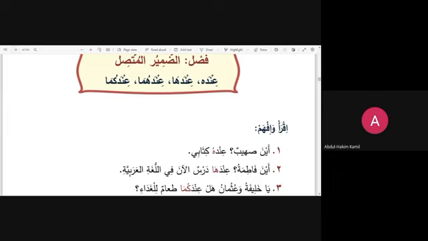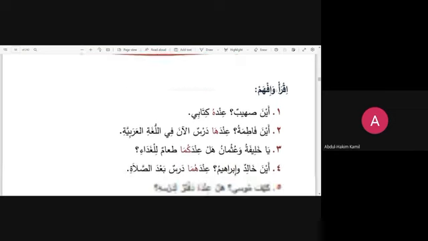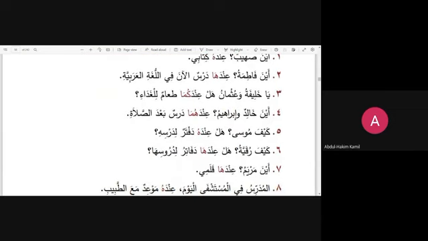Okay, you all, we're going to read all these sentences, then we're going to come back and look at the meaning. Aina Suhaib? Indahu kitabi. Aina Fatima? Indaha darsun al-an fi al-lughati al-arabiyyati.